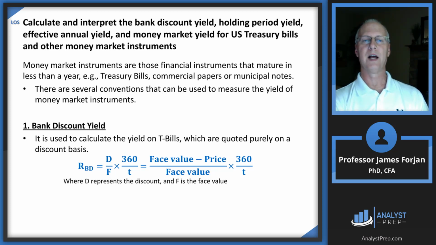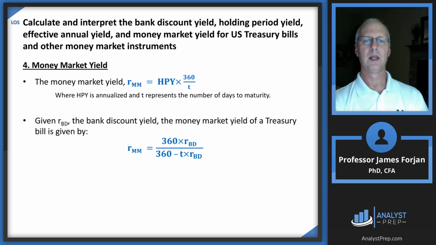All right, so let's identify these money market securities. These are financial instruments that mature in less than a year, like treasury bills, commercial paper, municipal notes, or bankers' acceptances. What we know about these money market securities is that they don't have to, but they almost always sell at a discount. And so there are a couple of different ways to measure the return on investing in these money market securities. So let's go through several of these. I think there are 4 of them.